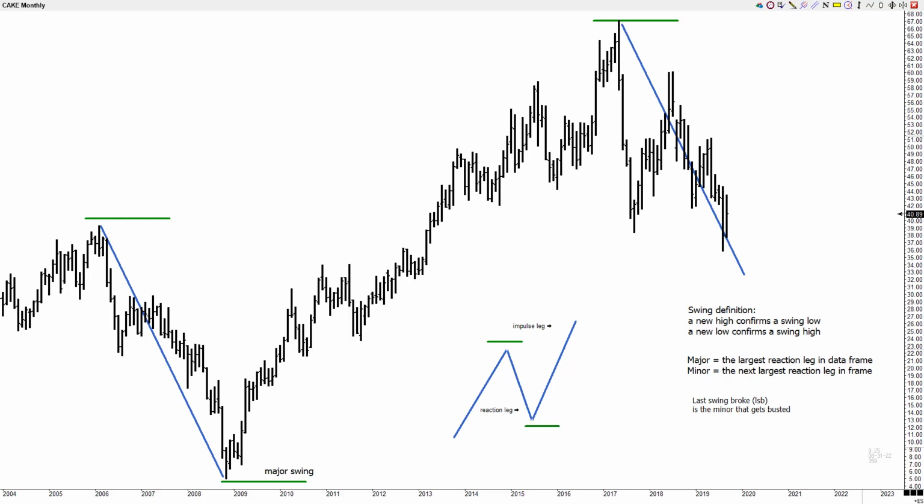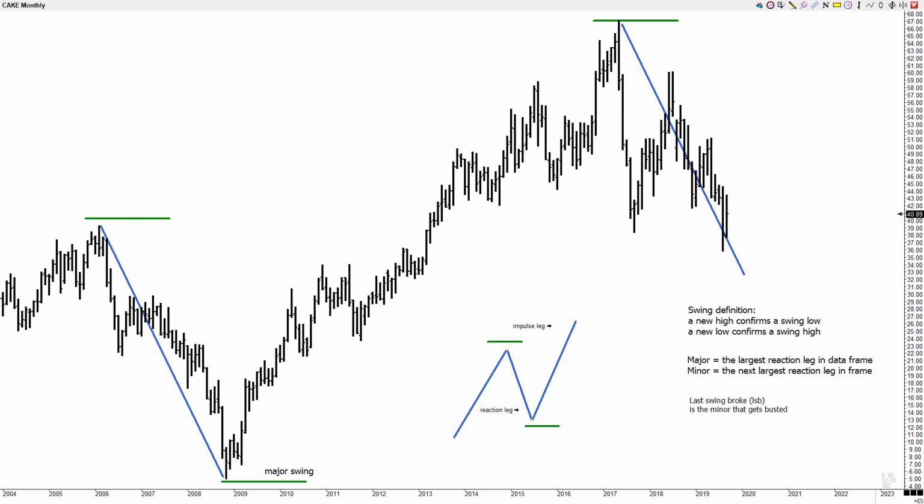Welcome back. This is part 3 of our lessons on mapping any market, any time frame. This will be the last lesson. In this lesson, we're going to talk about the minors a little bit and the role they play, and make one more definition. Last swing broke.